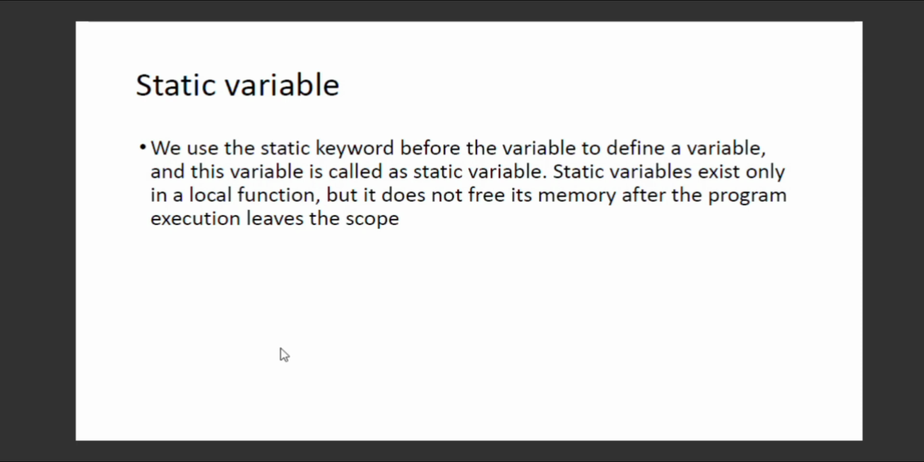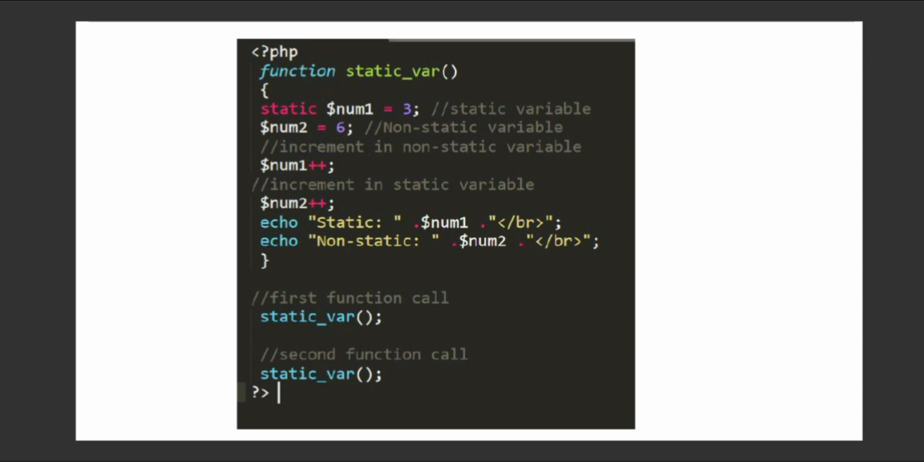We use the static keyword before the variable to define a variable, and this variable is called a static variable. Static variables exist only in the local function, but it does not free its memory after the program execution leaves the scope. Here is the example for you guys.